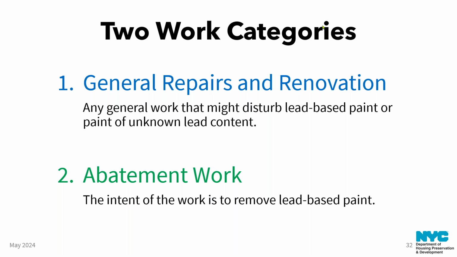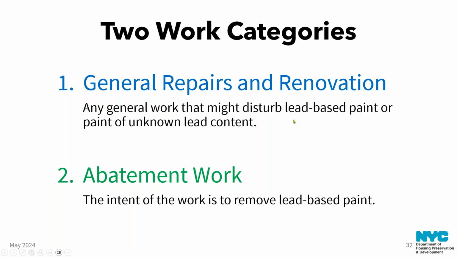So if the work is general repair and renovation, there's one license to look for. If the work is abatement, there's another license. General repair and renovation is by far the larger category of work. That's going to be most of the work that's done in an apartment. All of your typical renovation and repair that's going to happen in the routine course of maintenance is going to fall into that category. Abatement work is much narrower. Abatement work is work that is specifically intended to remove lead-based paint.